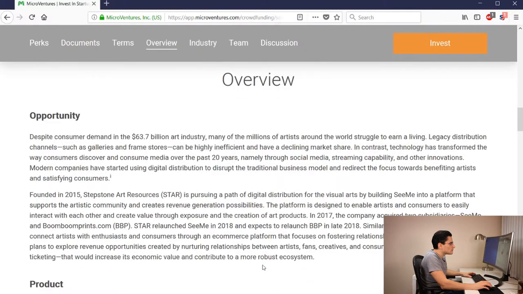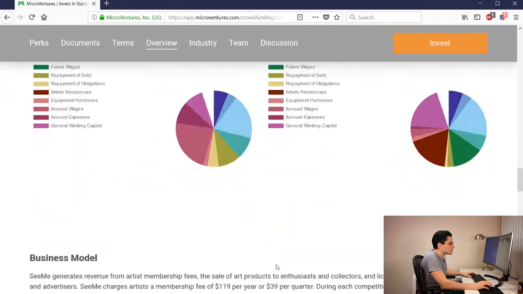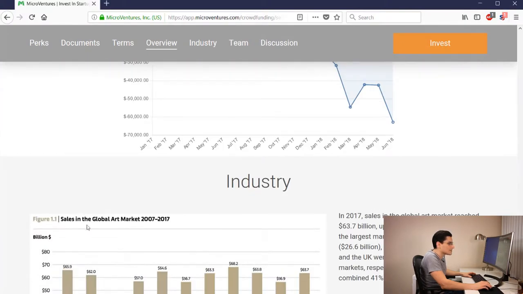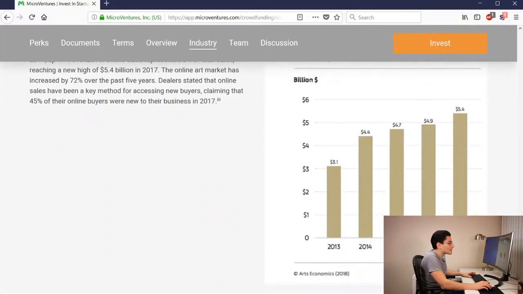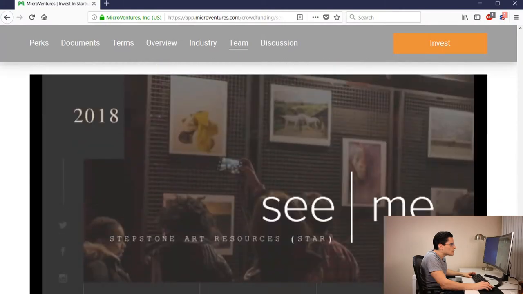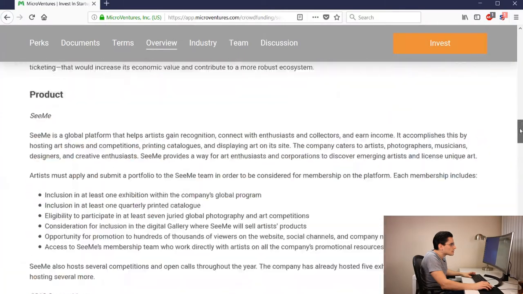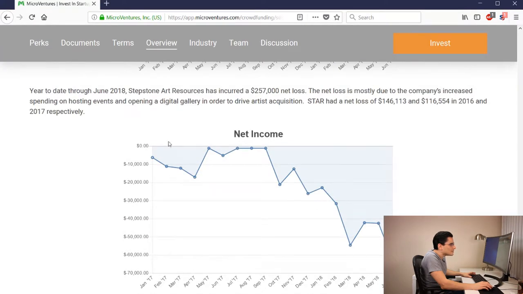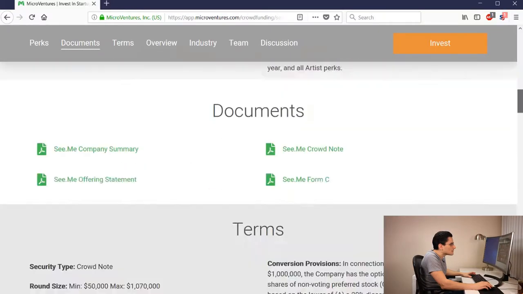So what is this company all about? It always makes me nervous when they show you the sales in the global art market, because what the hell does that have to do with your business? It doesn't mean you're going to capture any of it. But all right, so we got all these beautiful people. Let's see how our net income looks. Oh, boy. When zero's at the top, you know you got problems. But let's save that till after the video.